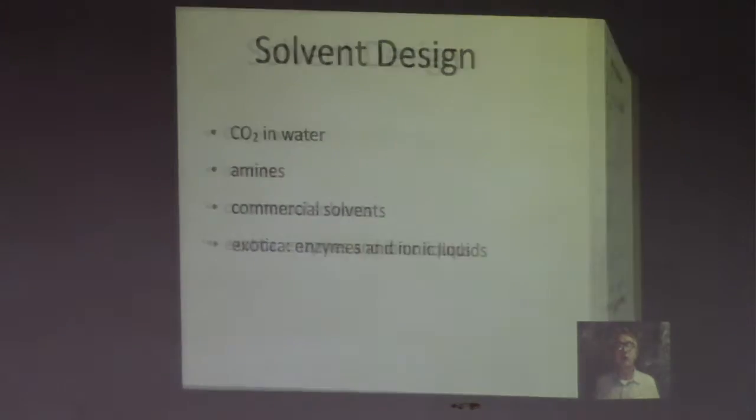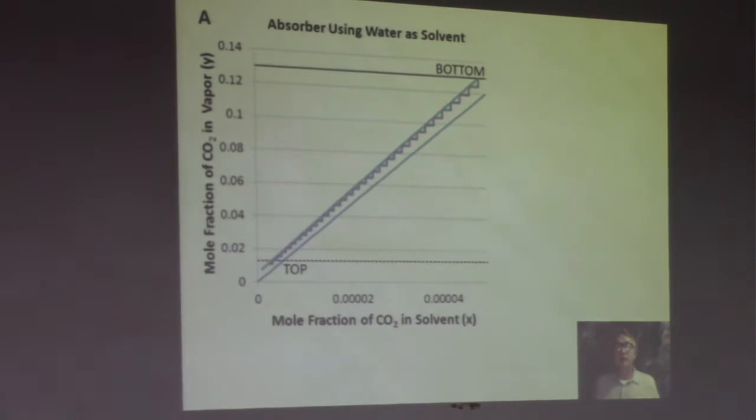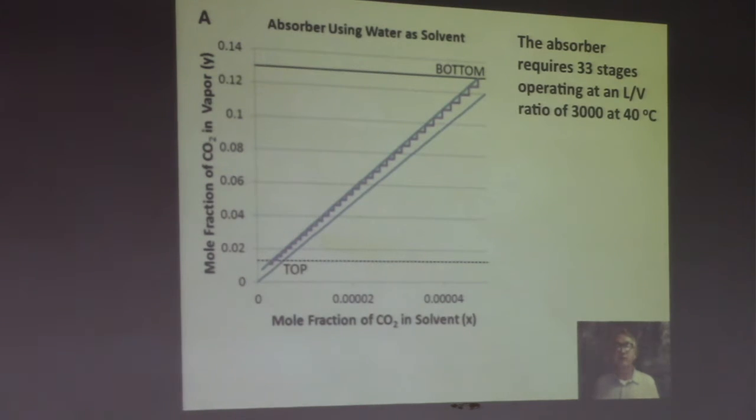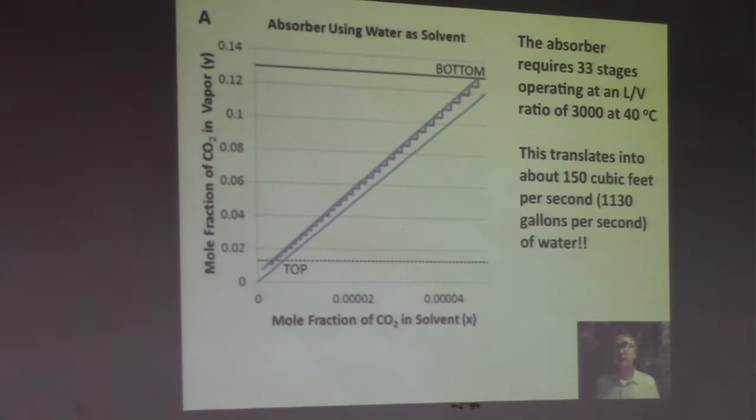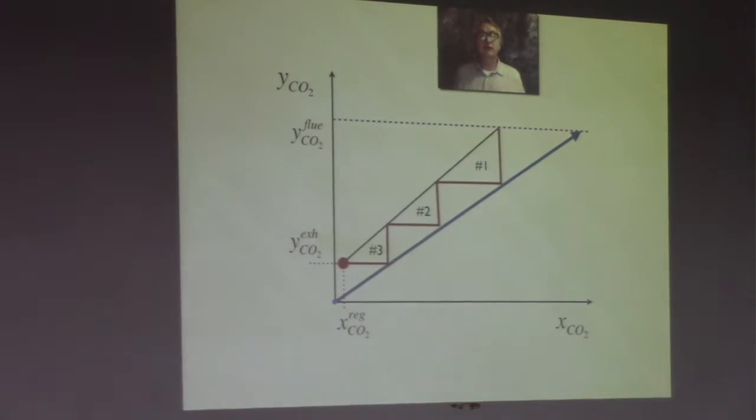Let's begin by recalling that when we used water as an absorbent and did a McCabe-Thiele analysis, we found that there are about 33 stages required with an L/V ratio of 3,000 at 40 degrees C. That translates into about 1,100 gallons per second of water, clearly an unacceptable water use for such a process. This requires us to think very carefully about the design, and the McCabe-Thiele diagram affords an opportunity to realize that there is considerable room for improvement.